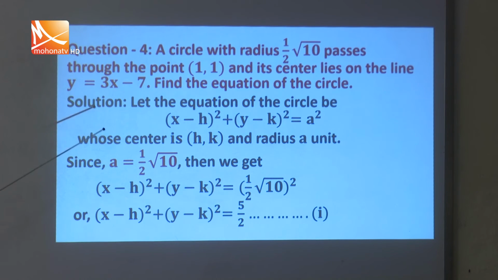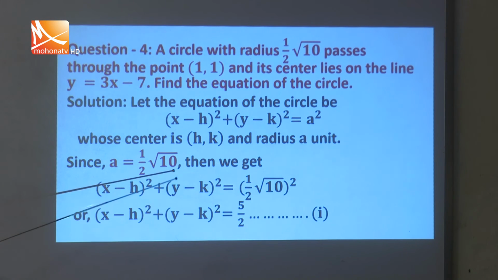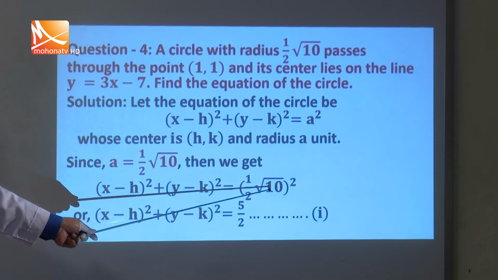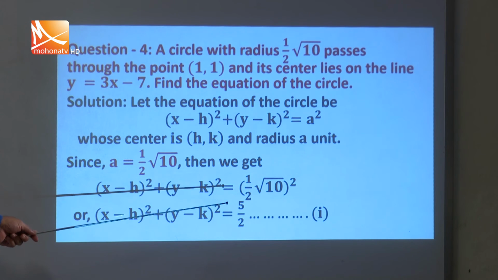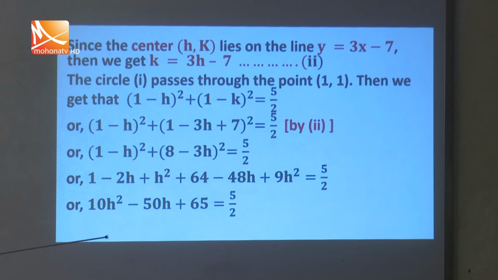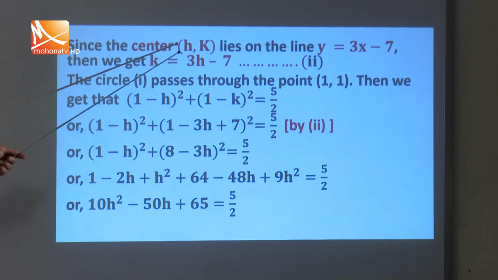Here you just see that the radius is given in the question. The value of a is half root 10. So this equation will be (x minus h) whole square plus (y minus k) whole square equals (half root 10) whole square, which means 1 by 4 times (square root 10) whole square, which is 10. So 10 by 4. If we express it in the lowest form, then it will be 5 by 2. This is equation number 1. Then since the center (h, k) lies on the line y equals 3x minus 7, this line will be satisfied by the point (h, k).